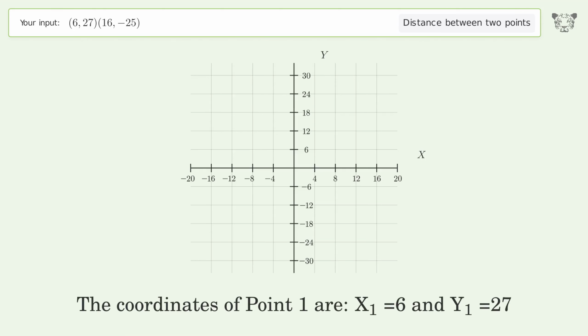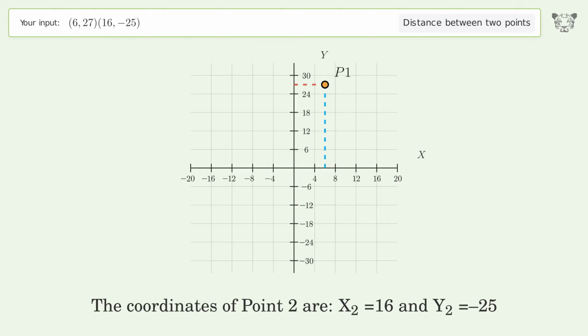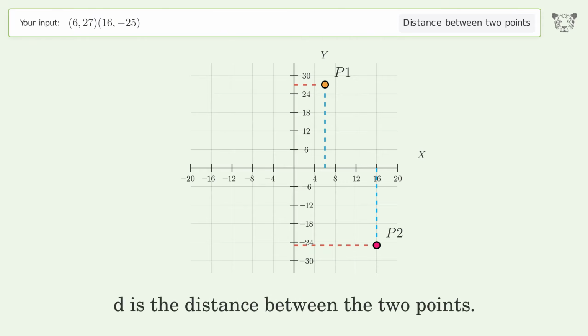The coordinates of point 1 are x1 equals 6 and y1 equals 27. The coordinates of point 2 are x2 equals 16 and y2 equals negative 25. D is the distance between the 2 points.